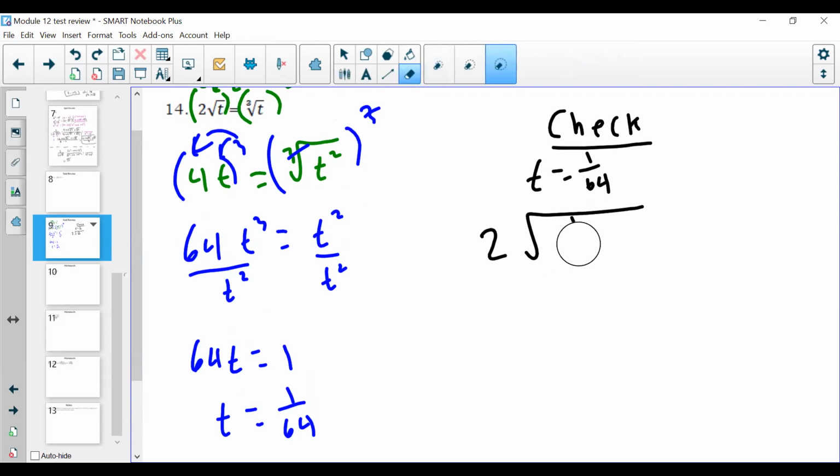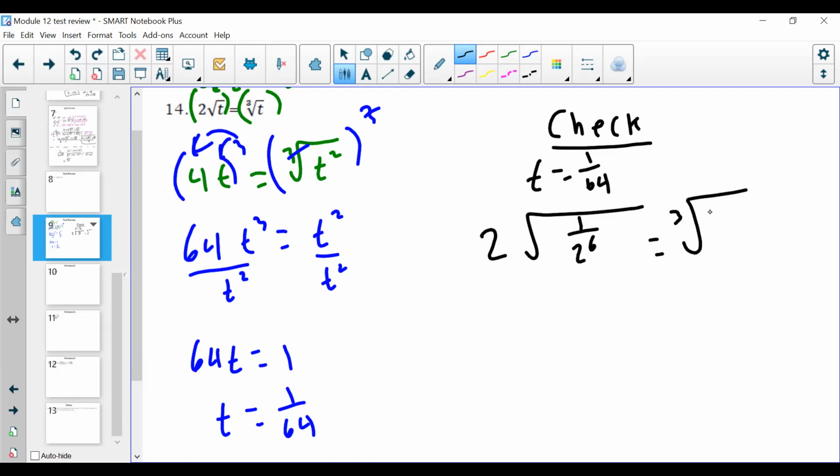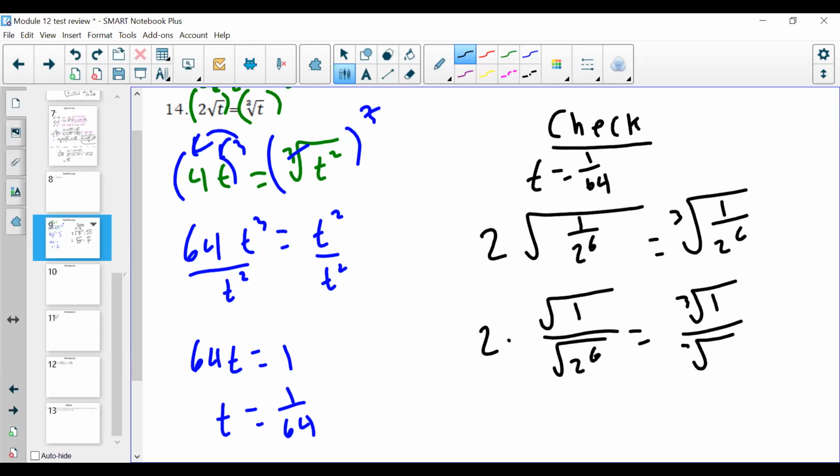And remember, it's always best to put your real numbers as the prime factorization. And 64 is 4 cubed, which is the same as 2 to the 6th. And this should equal the cube root of t, which is 1 over t to the 6th. So this is the same as saying 2 times the square root of 1 all over the square root of 2 to the 6th. And that's equal to the cube root of 1 all over the cube root of 2 to the 6th. That's a 2 to the 6th, not a 26. So 2 to the 6th.